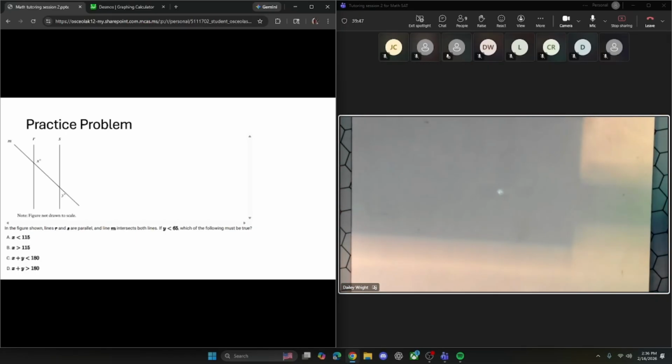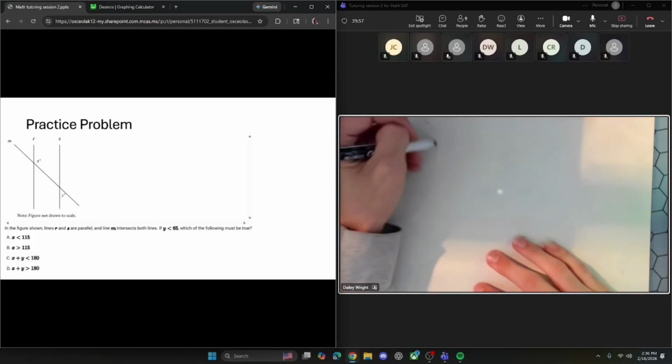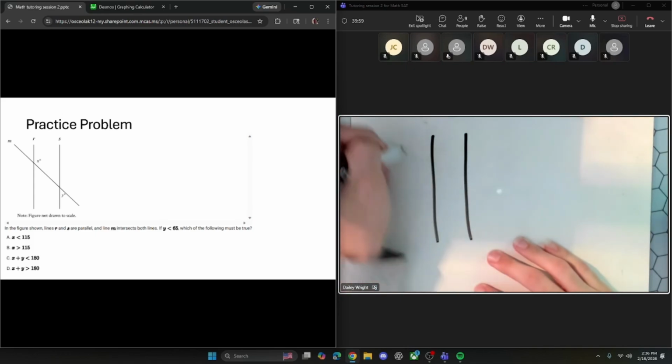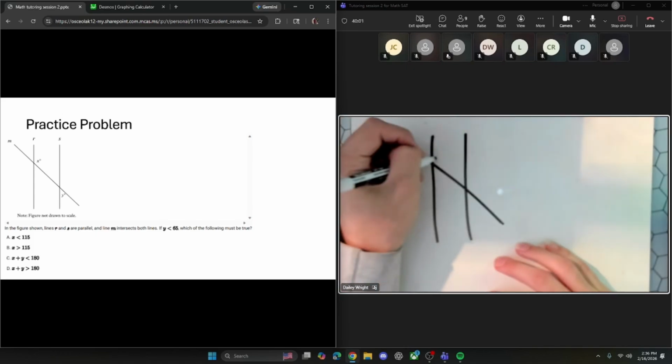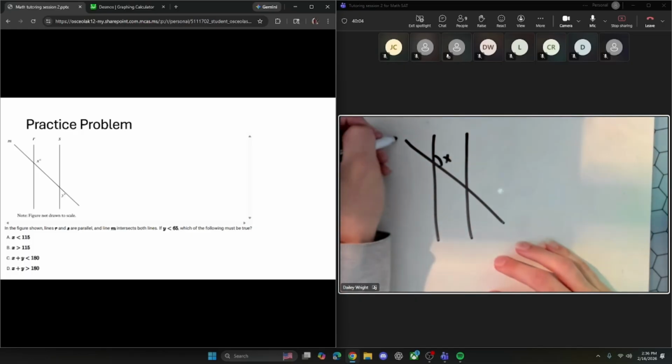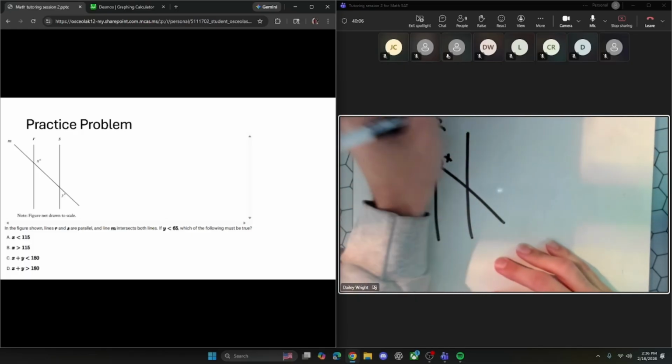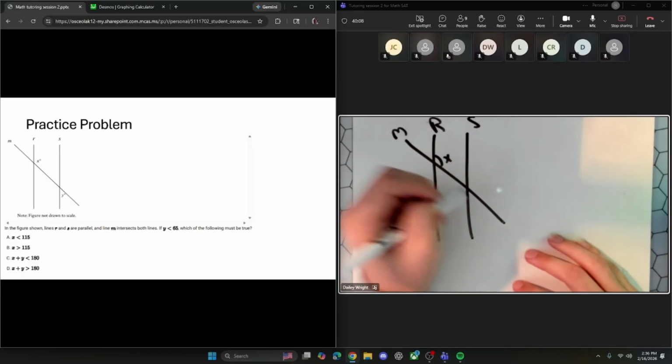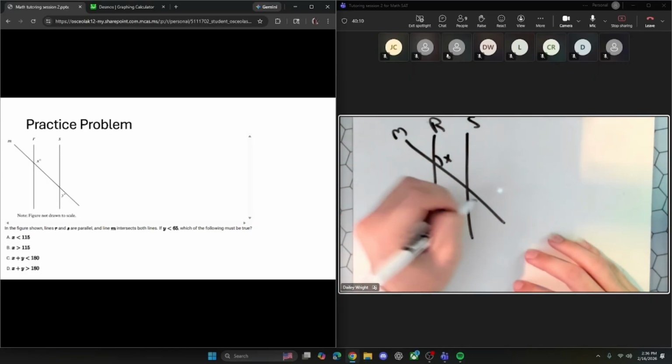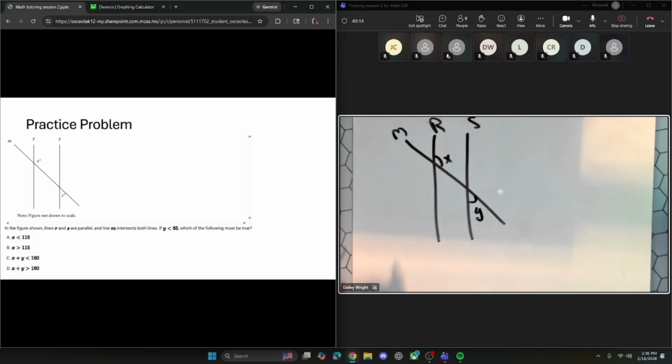In the figure shown, lines R and S are parallel, and line M intersects both lines. If Y is less than 65, which of the following must be true? So, draw this out. Again, most of these I probably wouldn't be drawing out on the SAT, because these are easier versions of the problem. But it is good to know.